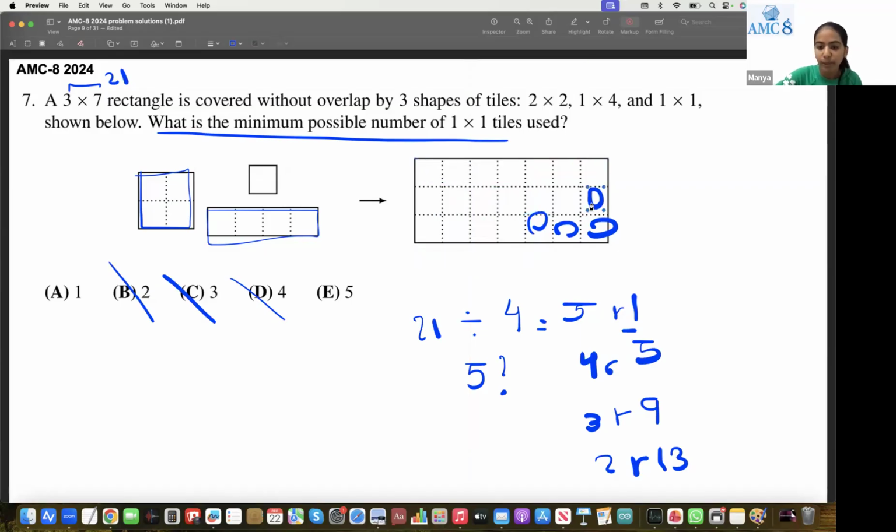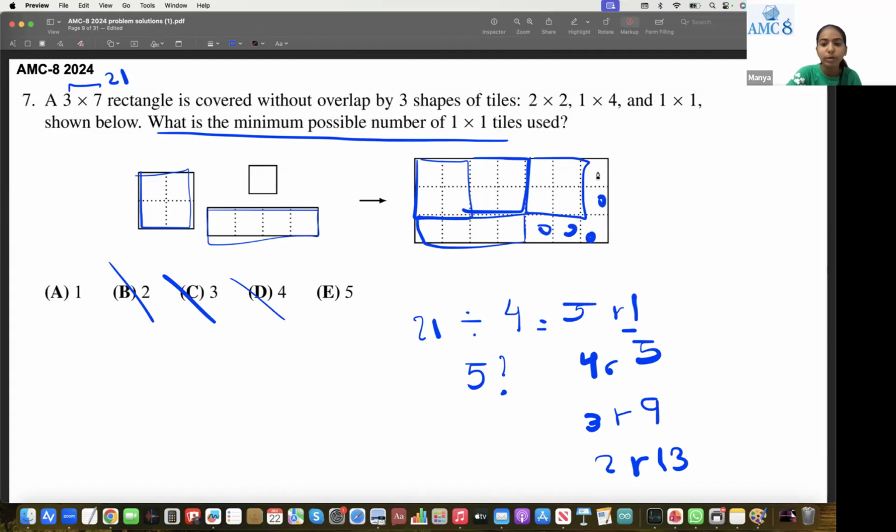So we have 5 remaining so far, but we need to try to get 1 remaining, or we just need to try our best. So suppose that we start off by placing this over here: 1, 2, 3, and 1, 2, 3, 4 here. Okay, this is a 1 by 4 right here. And so we'll be left with 1, 2, 3, 4, 5.